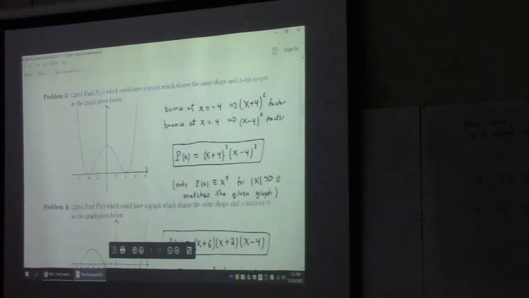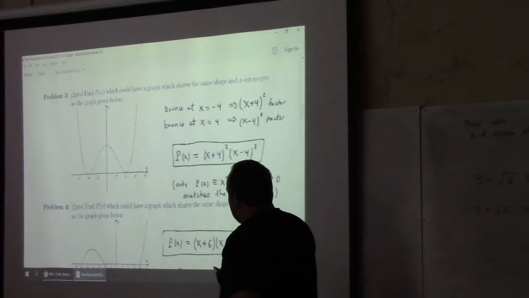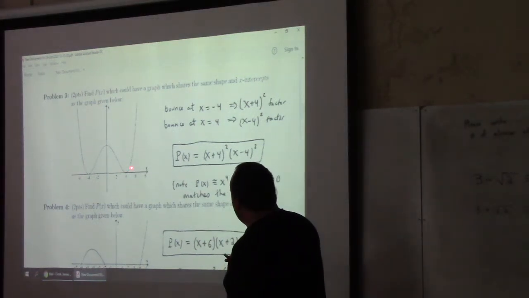Now, the next two problems are kind of just the part of it. I hope everybody got these. So it bounces at minus 4, it bounces at 4. You got an x plus 4 squared factor and an x minus 4 squared factor, so you got this.